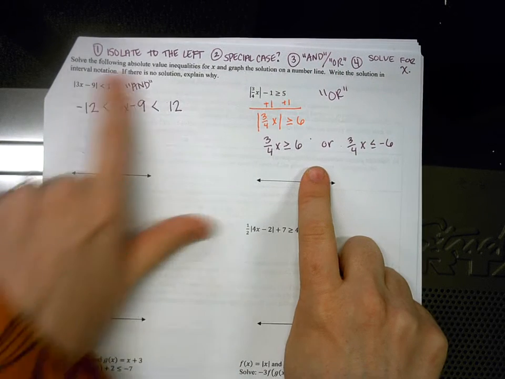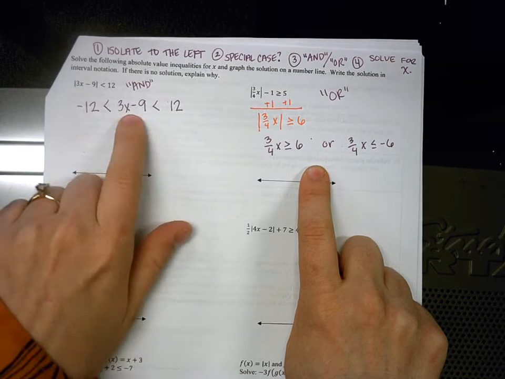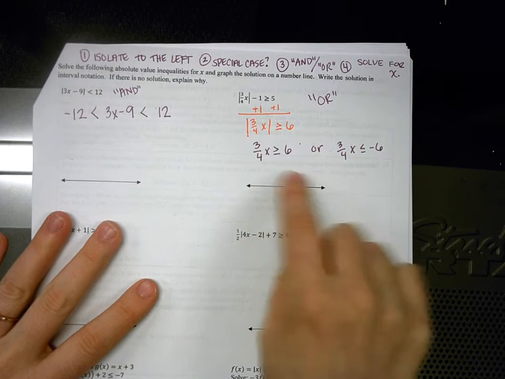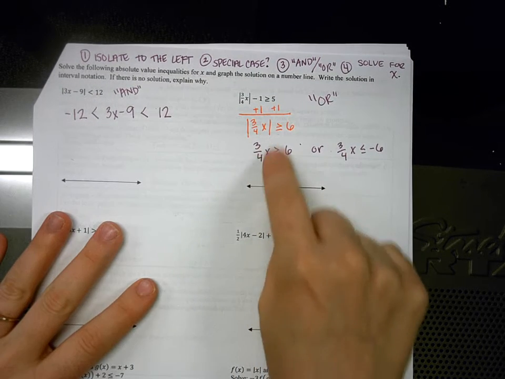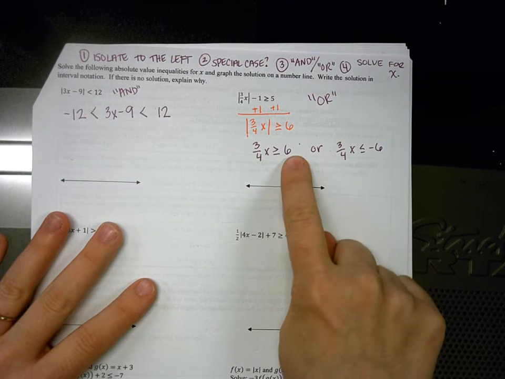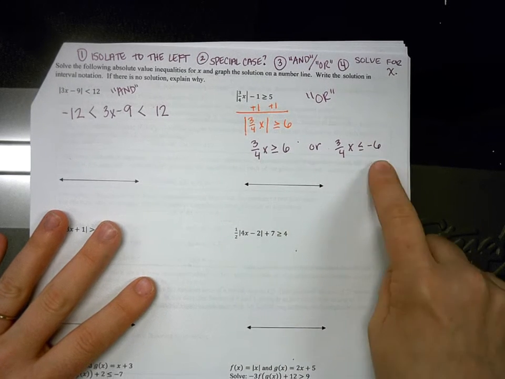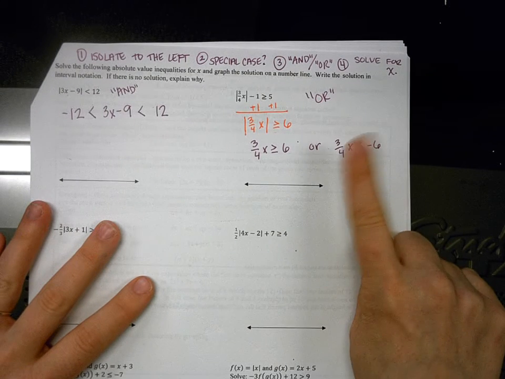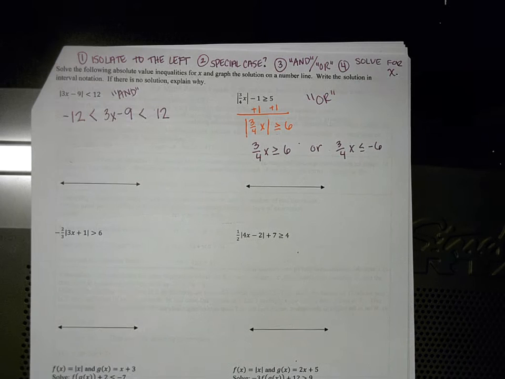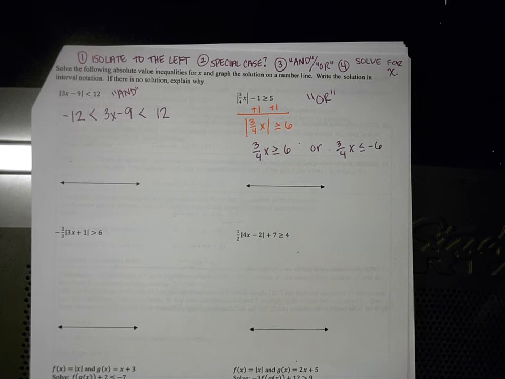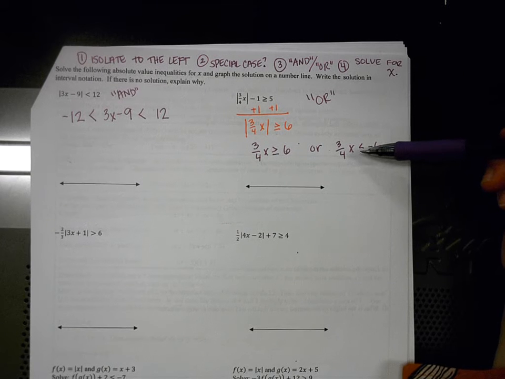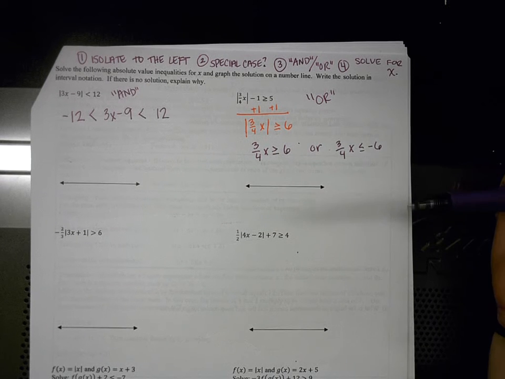We can have an AND problem where you have something in the middle of 2 numbers. You can have an OR problem where your value inside the absolute value is either going to be greater than the positive number or less than the negative version. So whenever you change to the negative version, make sure you flip your sign. Why do you have to flip the sign? Because if you take the opposite number, you have to take the opposite sign, just like when we're multiplying or dividing by a negative.